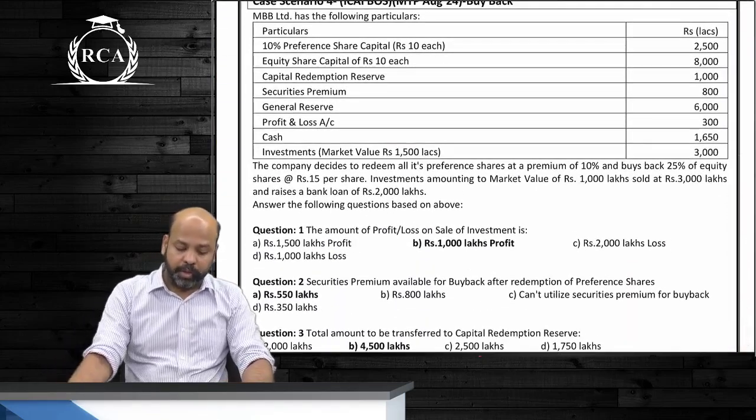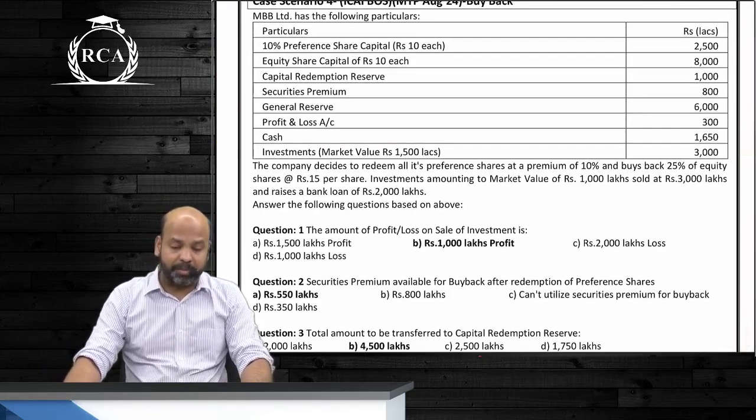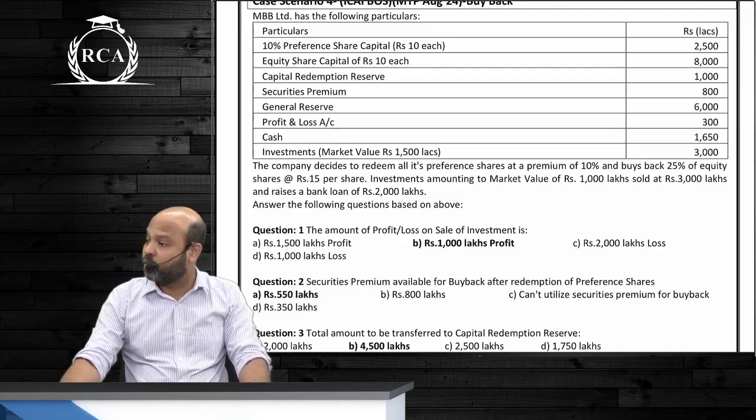MBB has the following particulars. 10% preference share capital is 2,500 lakhs. What are the journal entries for redemption of preference shares? Preference share capital account debit. Premium on redemption of preference shares account debit to preference shareholders. For preference shares and debentures, we use the word 'to holders account'.